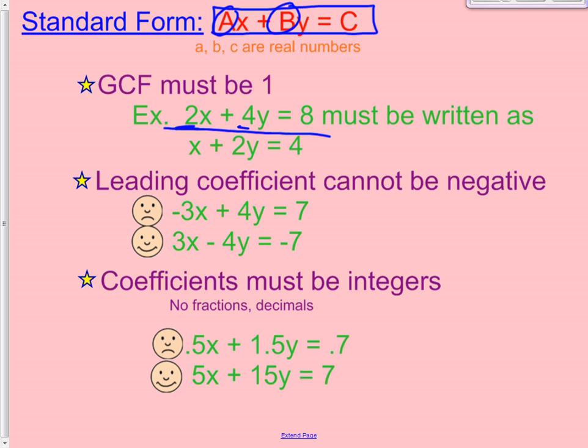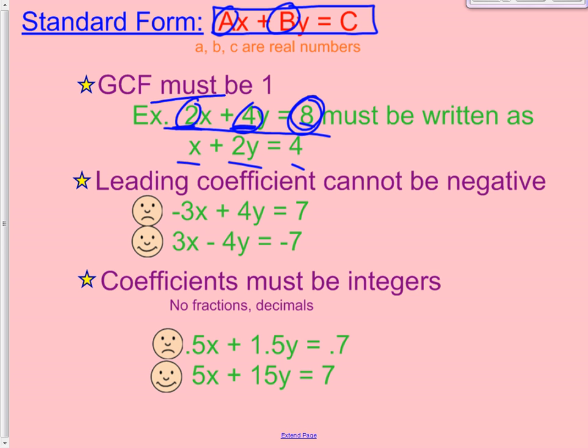By, so b is our coefficient in front of y, which is 4. And then c is another way of saying our constant term. It's the number that's all by itself with no letter on it. It is 8. What we need to remember about this is that the greatest common factor must be 1. So all of these have a factor of 2, not a factor of 1. So we can divide each thing by 2. When we divide each of these by 2, that's how we get x plus 2y equals 4.